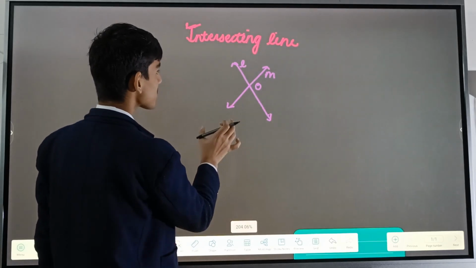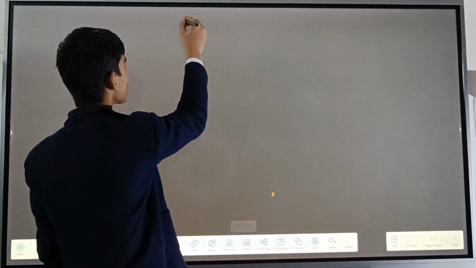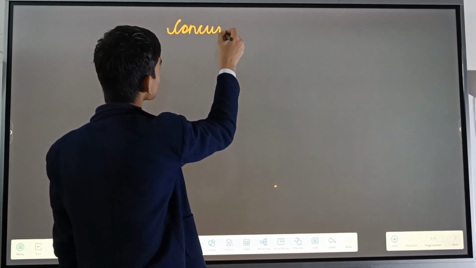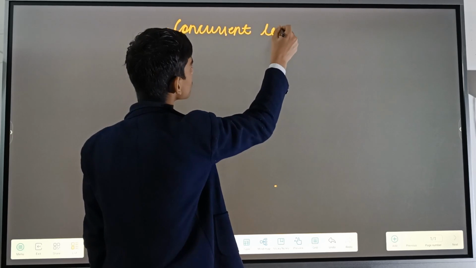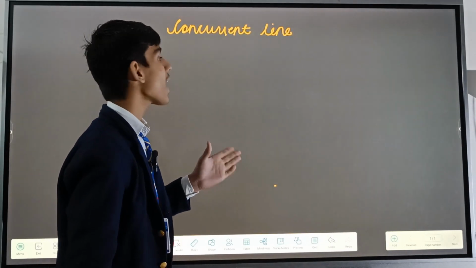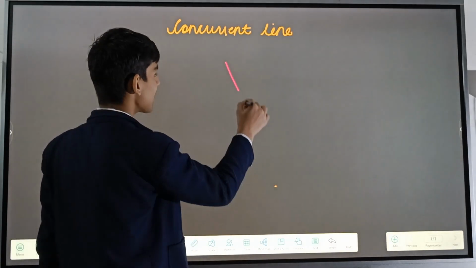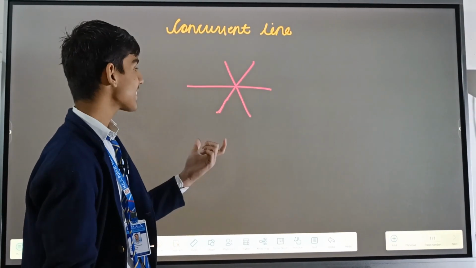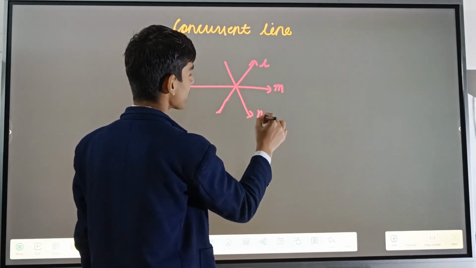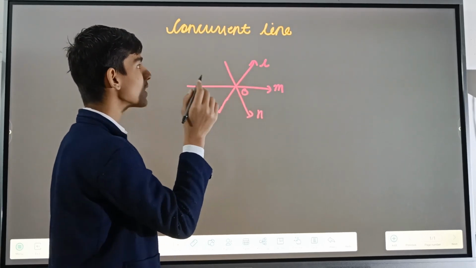Now let's start with the other, which is concurrent line. Concurrent line. Three or more lines that go through the same point are known as concurrent lines. Suppose we draw three lines, L, M, and N. They are concurrent lines because all these three lines go through the same point O. So it is called concurrent line.